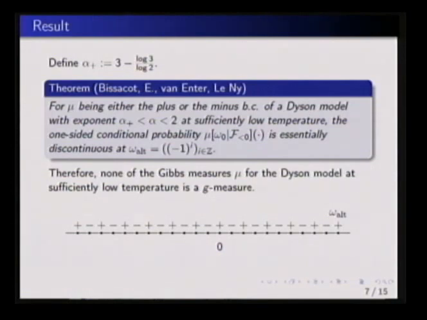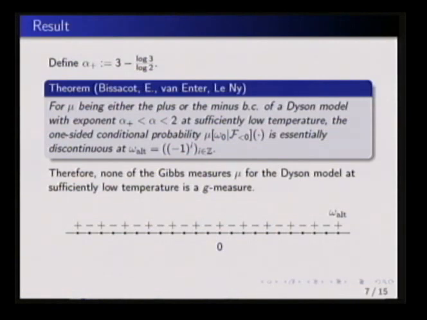The parameter alpha of the decay should be between alpha plus and 2. And note that for alpha equals 2, we can't prove it so far. Another thing here is that this holds only at sufficiently low temperature, which means that it's very far from the critical temperature. We don't know what's happening close to the critical temperature.